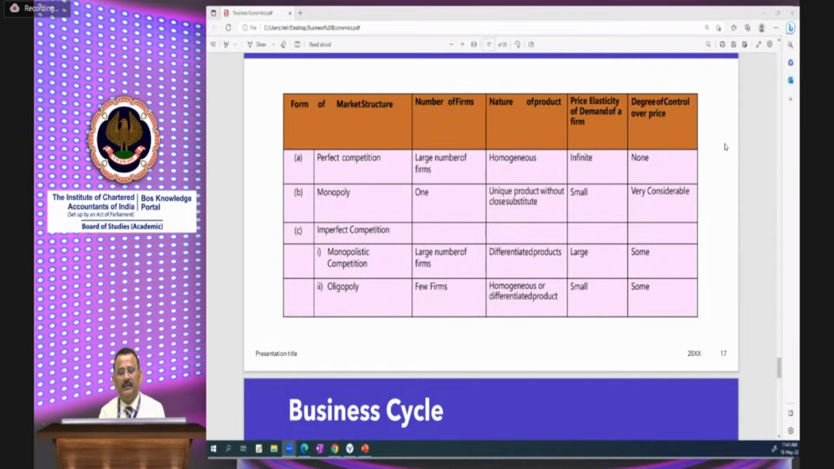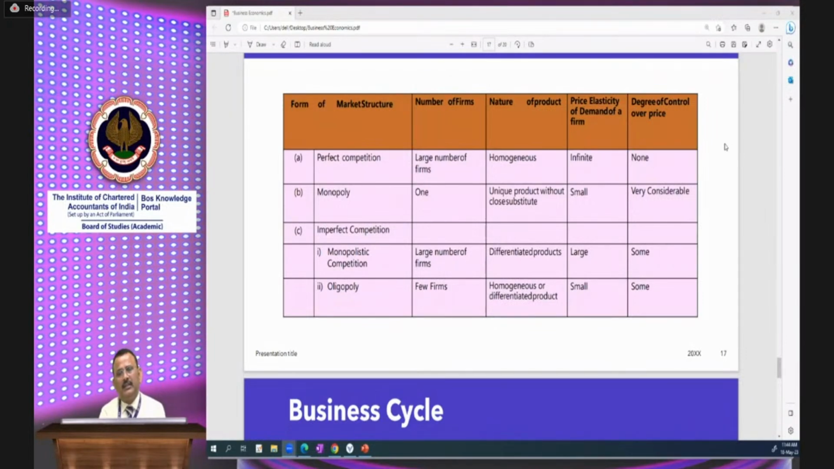Then there is the oligopoly form of market, where there are few firms. Here, either they produce homogeneous or they produce differentiated products. Price elasticity is small and the degree of control is some.